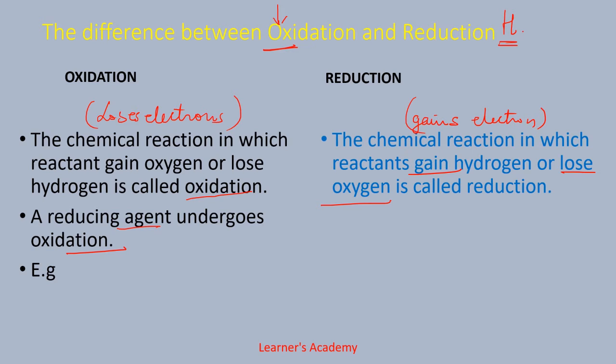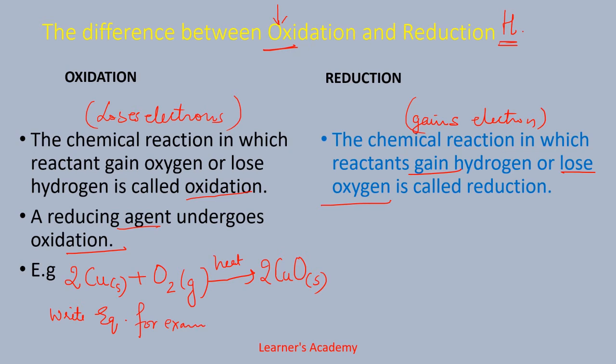For example, we take copper, which is solid. It oxidizes in the presence of oxygen, and heat is also required. So what do we get? We get copper oxide, which is solid. So this reaction is called an oxidation reaction. Please write equations for your exam. It's very important. It carries marks.